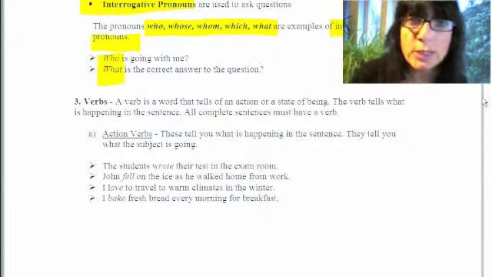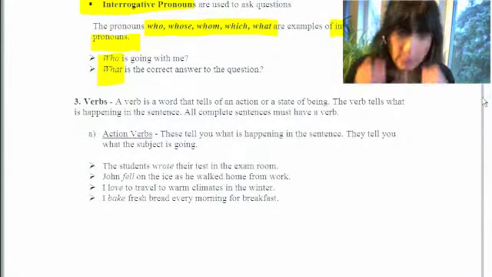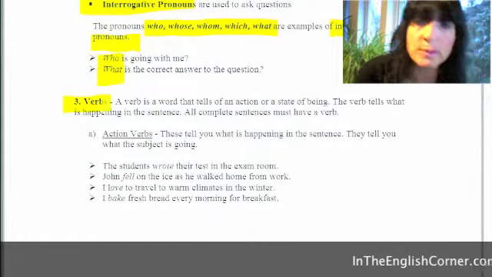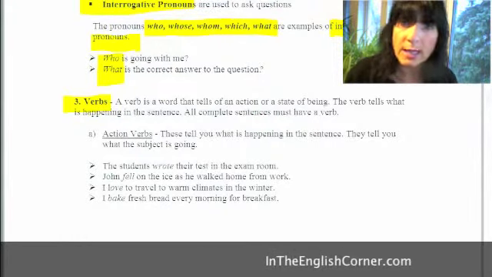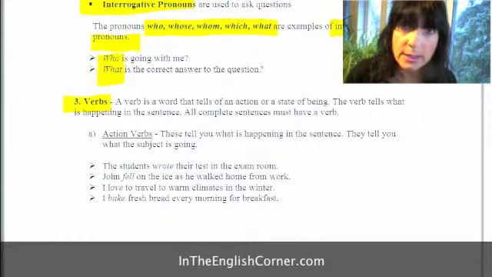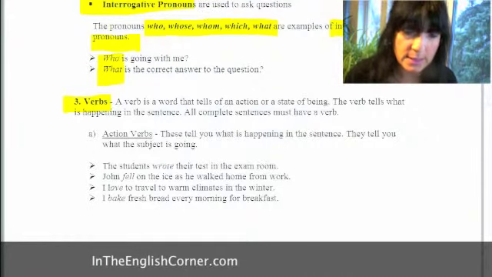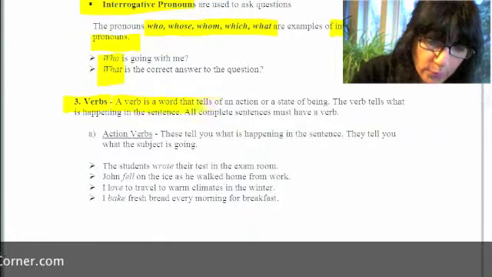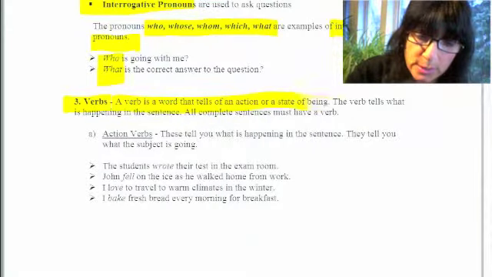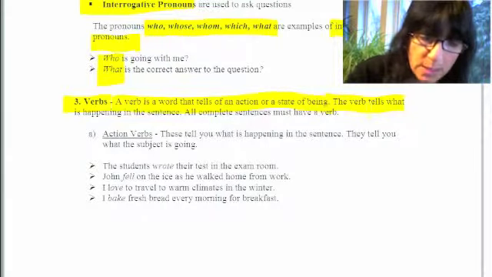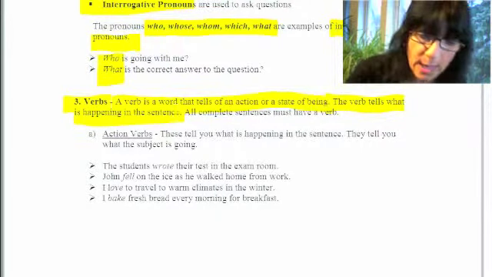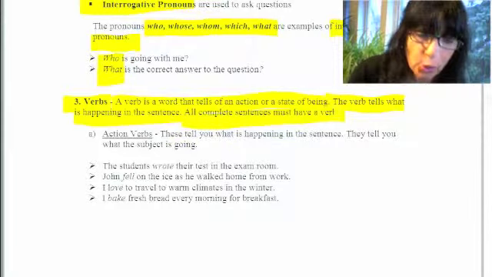And now I'd like to look at the third part of speech. The third part of speech is crucial to all sentences. It's called verbs. And keep in mind, please, that a sentence is not complete if it is missing a verb. Every single sentence has to have at least one verb. So a verb is a word that tells of an action or a state of being, and the verb tells you what is happening in the sentence. What is happening? And let's look at the different types of verbs.